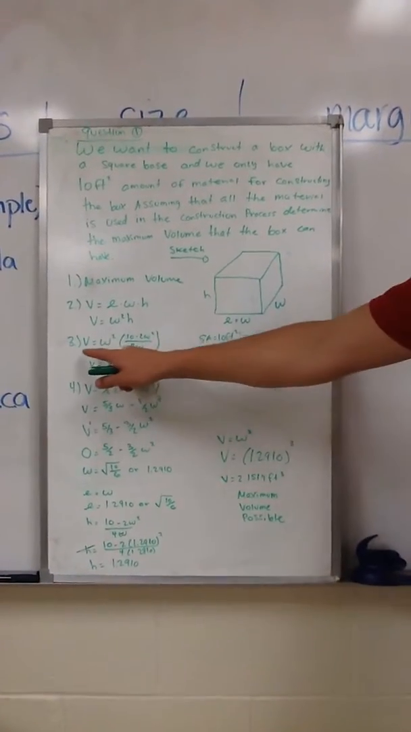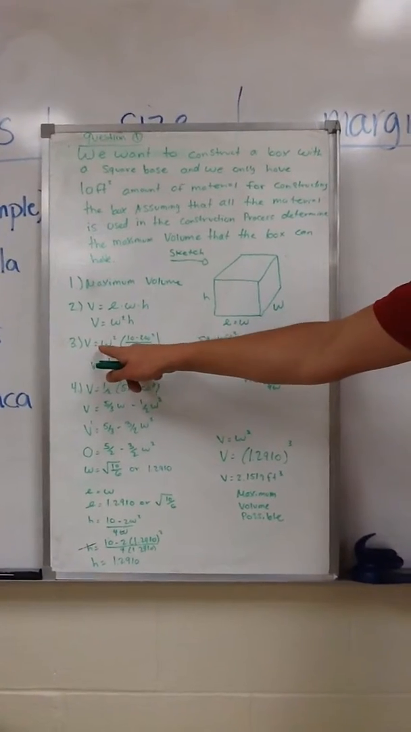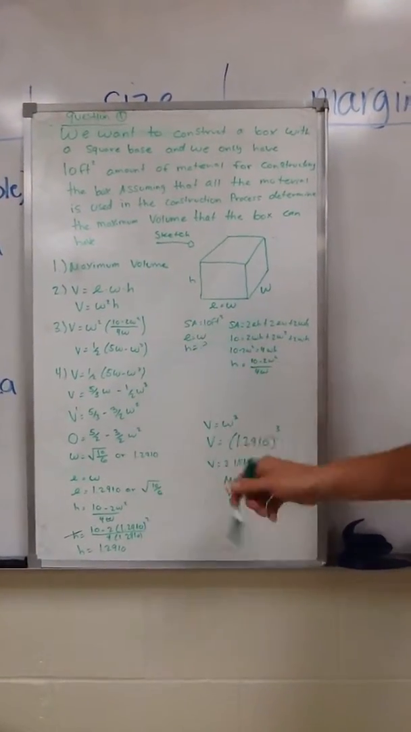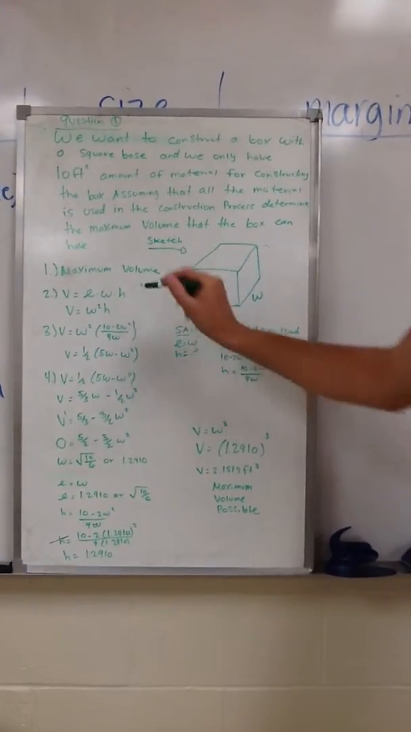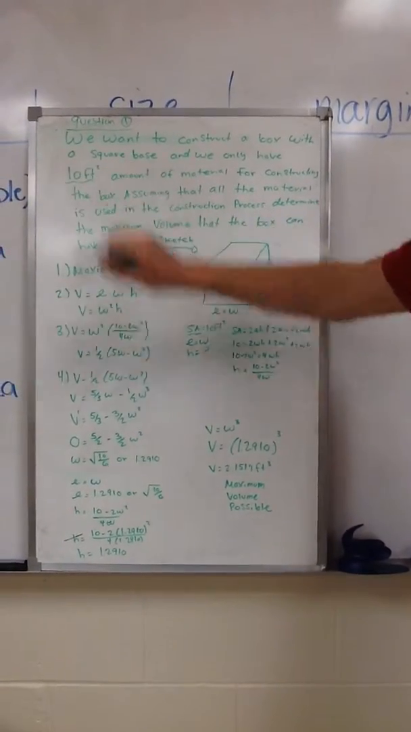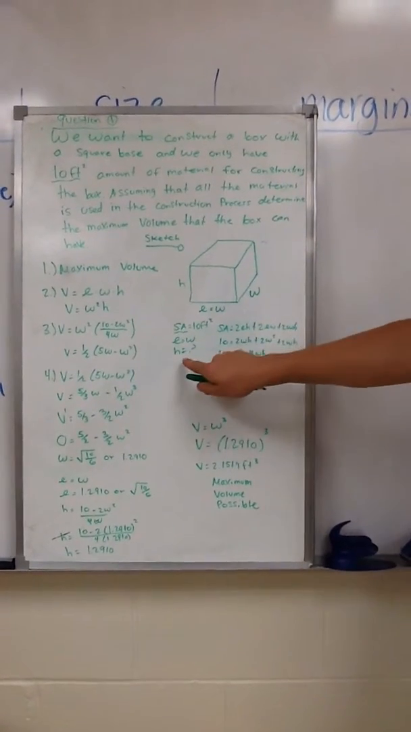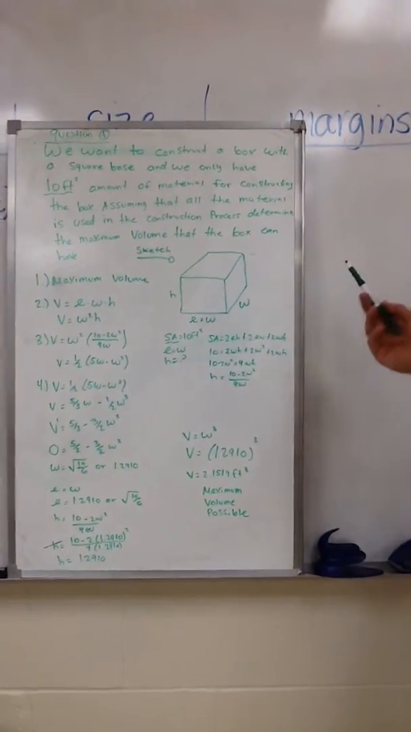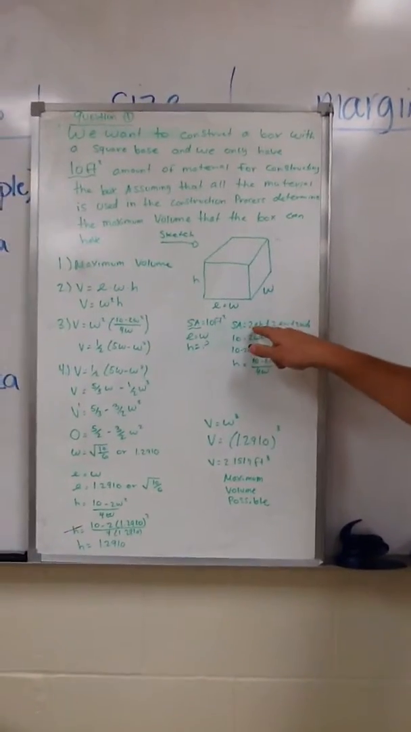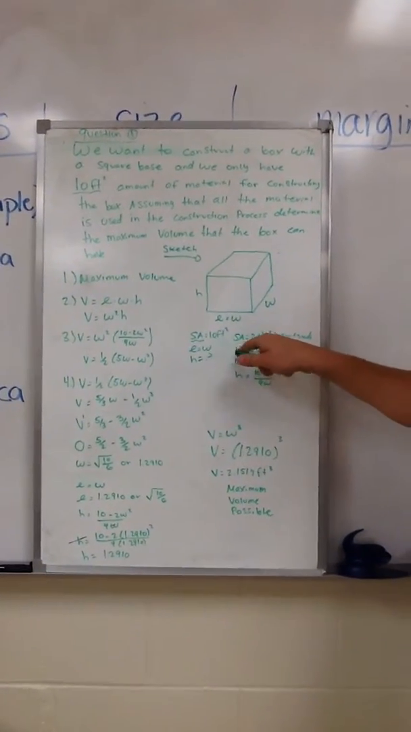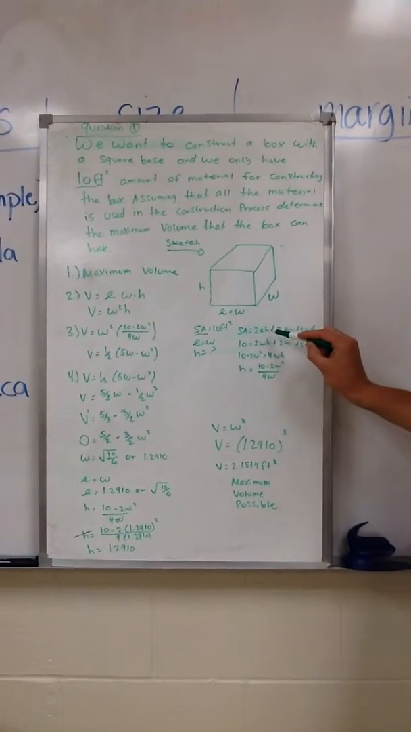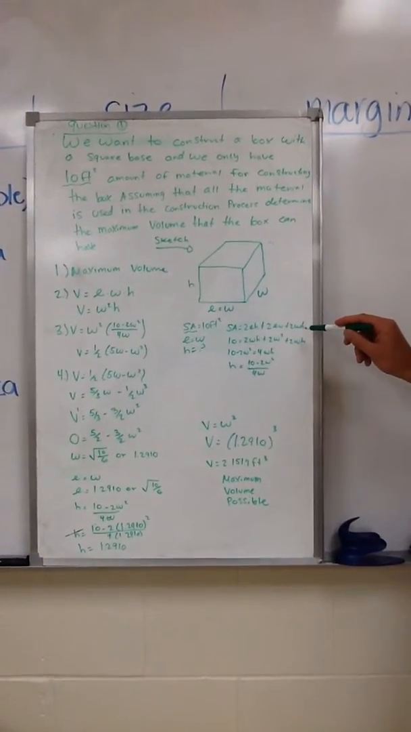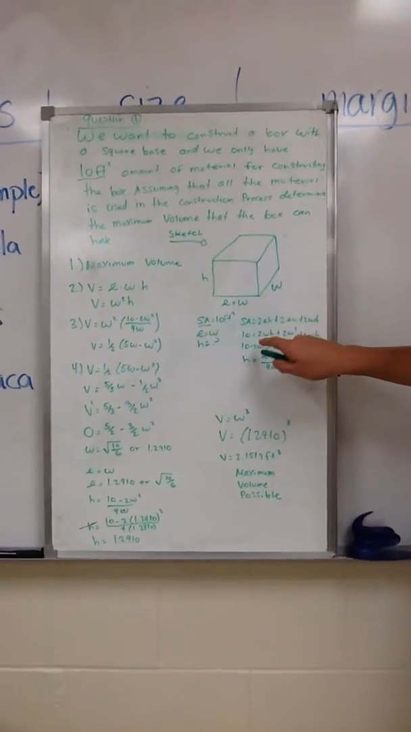The third step is we're trying to get V to a single variable. So in order to do that, you have to use our surface area, which is up here, to find our relation between H and W and L. So in order to find that, we go ahead and put our surface area out. So 2LH plus 2LW plus 2WH is equal to 10.